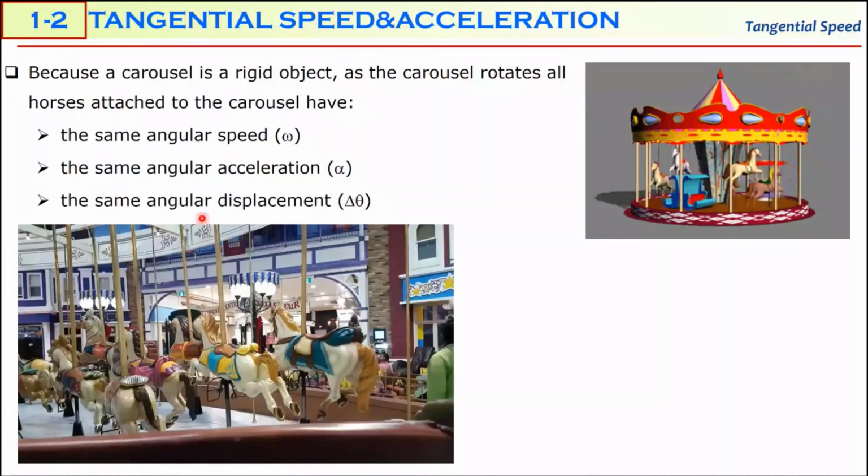This is a very important sentence. Remember the last lesson of the first week, we talked about this. If an object is rigid, this object will have the same angular displacement. So every point on this object will have the same angular speed and the same angular acceleration.